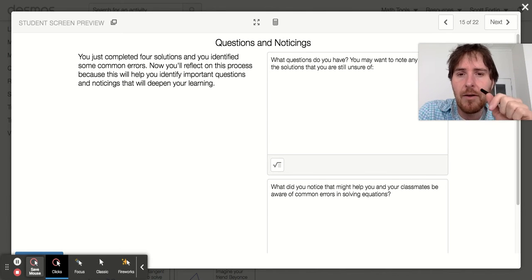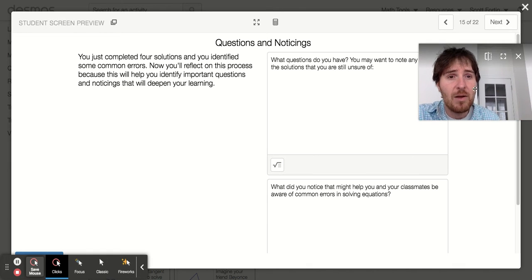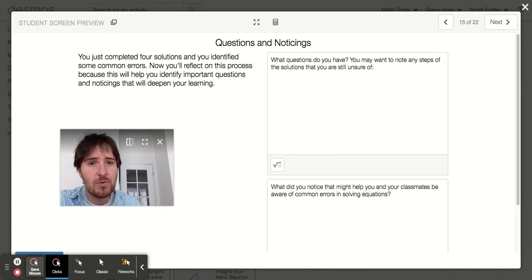You can get there, okay? So you got to reflect on this process because it'll help identify important questions and noticing. You want to notice and deepen your understanding. That's what you want to do. What questions do you have? You may want to note any steps of the solutions you're still unsure of.